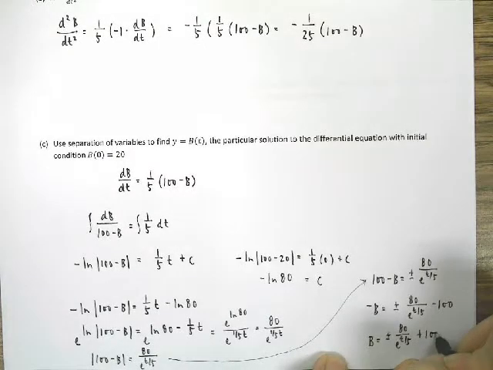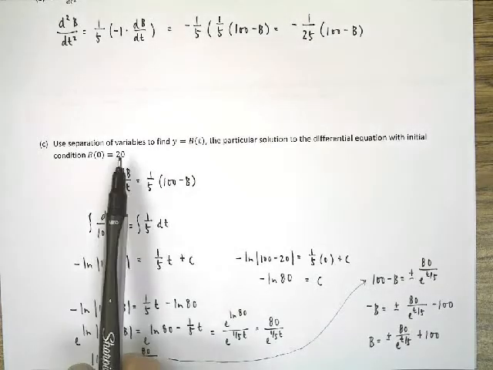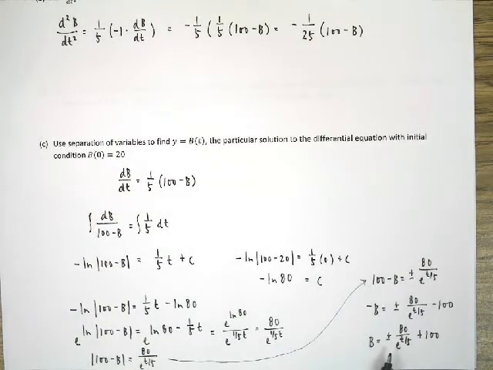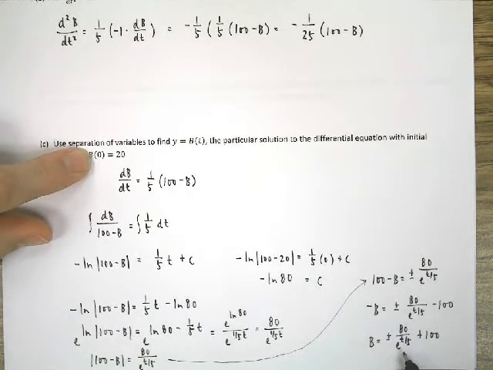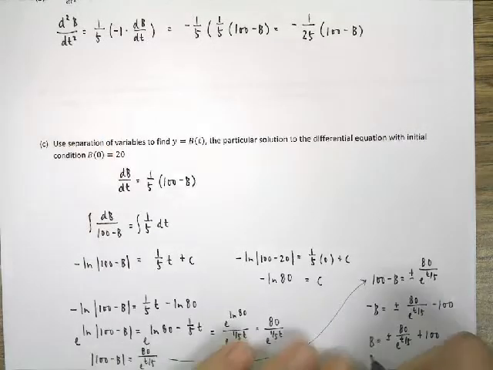So now the last thing I'm going to do is check my initial condition, determine whether this should be a positive or a negative. So if I plug in 0, I'm going to have e to the 0 over 5 is e to the 0, which is 1. So I'm going to have either a positive 80 plus 100 or a negative 80 plus 100. If I want my y value to be 20, this has to be a negative, because a negative 80 plus 100 is equal to 20.